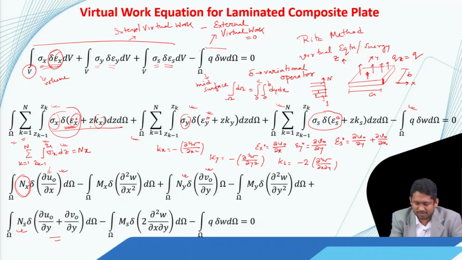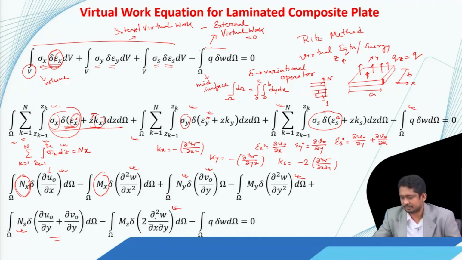Now, if I look at these quantities, here I have z multiplied with sigma x and then integrated, and we know that is called bending moment M x. That is what we have written here, and we have put the definition of kappa x, minus del 2 w by del x 2, and then we have done the same thing here and here, and then we have q multiplied by delta w as it is. So, this is the virtual work equation of this laminate in terms of the stress resultants N x, N y, N s and M x, M y, M s, and the derivatives of the displacement components.